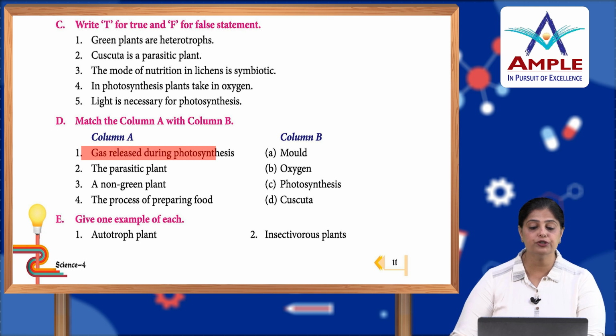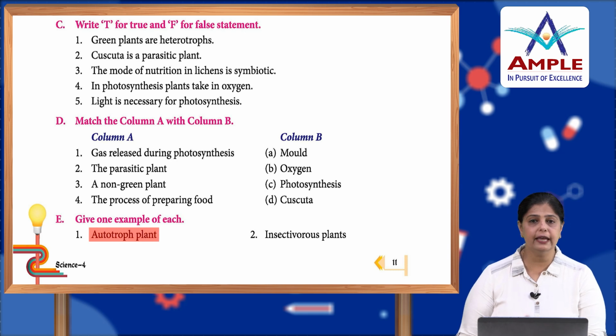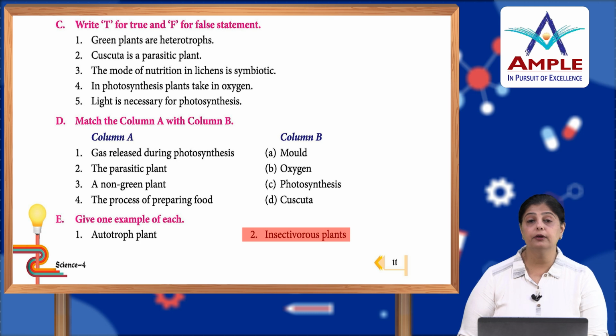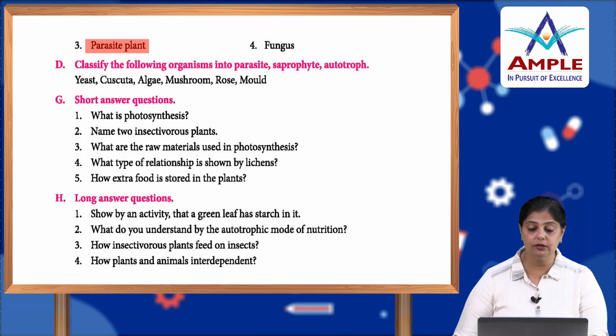Now, match column A with column B. Gas released during photosynthesis is oxygen. The parasitic plant is the Cuscuta. A non-green plant, mold. And the process of preparing food is called photosynthesis. Now, give one example of each. Autotroph plant, any plant, you can say mango. Insectivorous plants, pitcher plant. Now, parasite plant, Cuscuta. Fungus, you can say mold or algae.